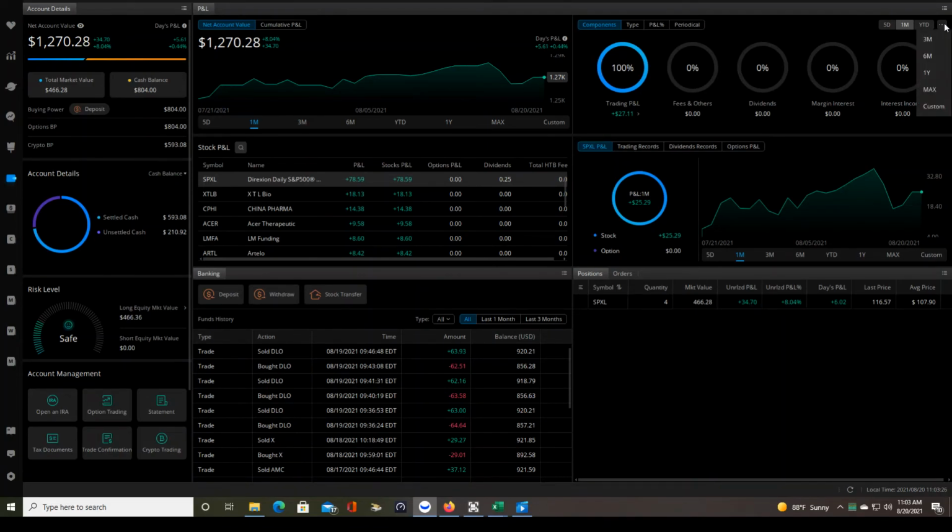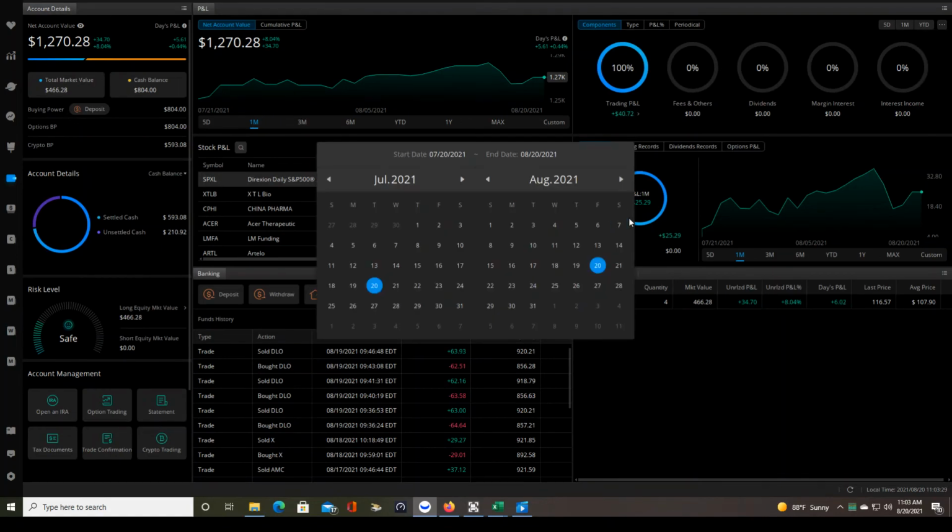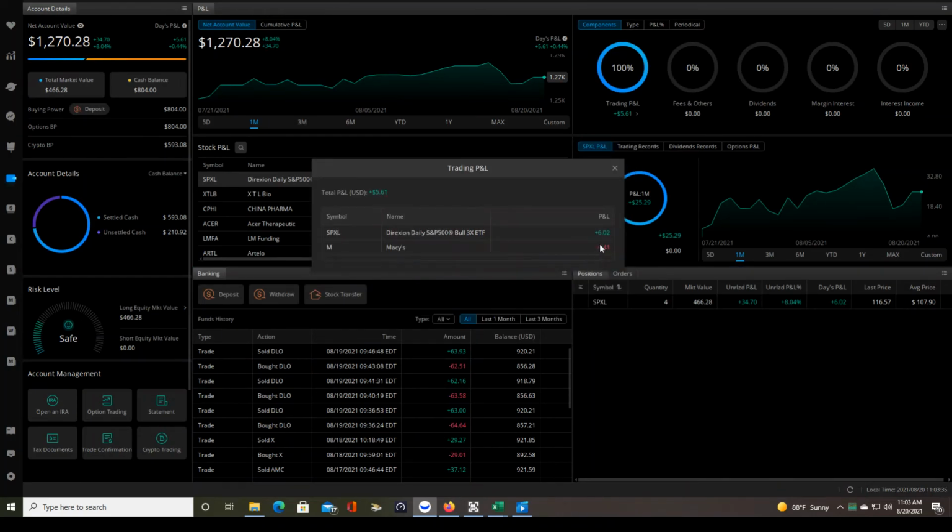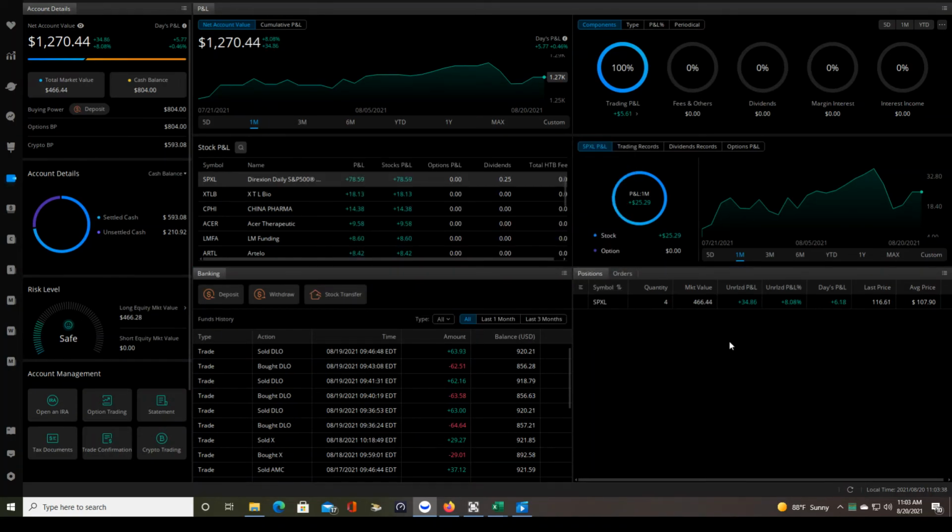So that's it. Let me just show you what the loss was today on Macy's. Not a big deal at all. We're only trading with one single share, 41 cents. So that's pretty much nothing.